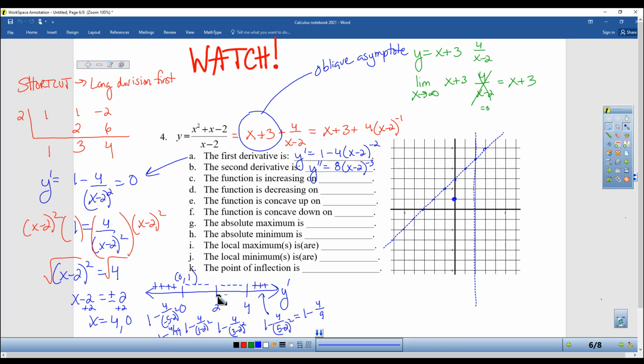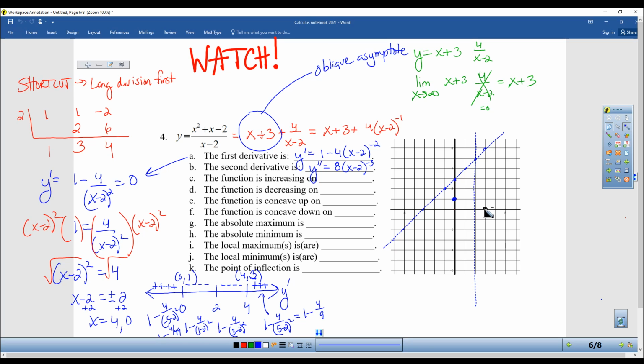Its minimum, this happens because of the asymptote, is going to be at 4 comma something. Now I want to know the y value. Which equation do I use? The y equation. The y value, use the y equation. So when I plug 4 back into this equation, I get 3.